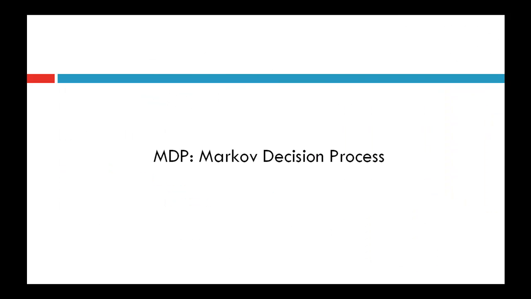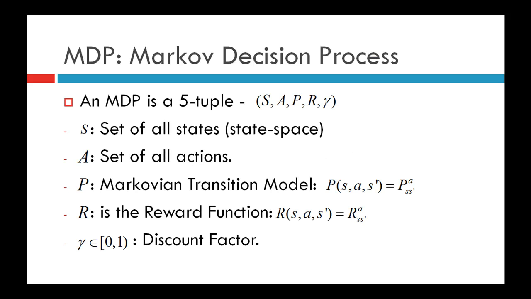So let's begin with the Markov decision process. An MDP is a 5-tuple defined by S, A, P, R, gamma, where S is the set of all states or the state space, A is the set of all actions that the agent can take in any given state. P is a Markovian transition model or the transition probability whose components P_a(s, s') is the probability of making a transition to state s' when the agent takes an action a in state s.